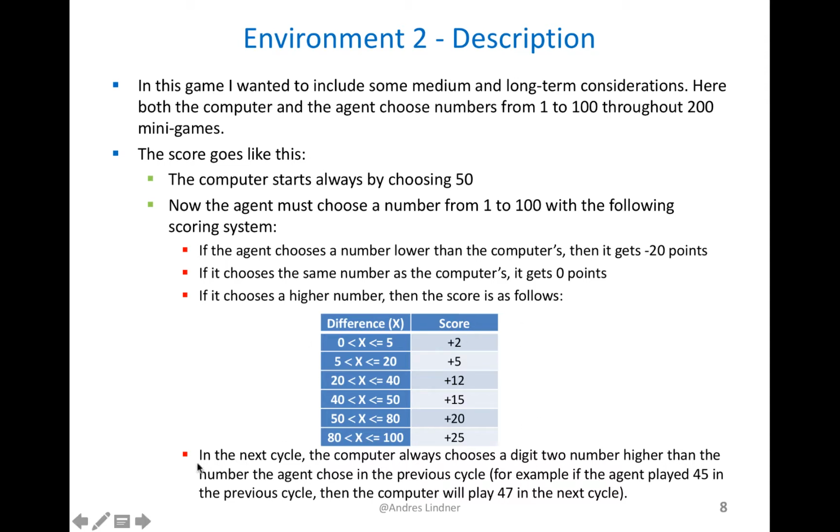to this table, okay? And then for the next cycle, basically the computer always chooses a number 2 numbers higher than the number chosen by the agent, okay? So this is mainly environment number 2. For example, if the agent played 45 in the previous cycle, the computer will play 47 in the next cycle. In this sense, the computer's reaction is sort of predictable.